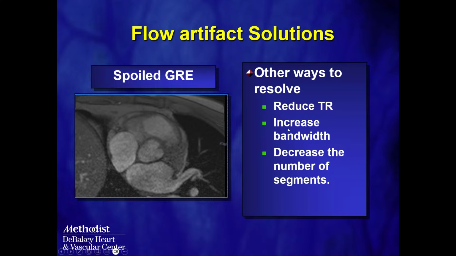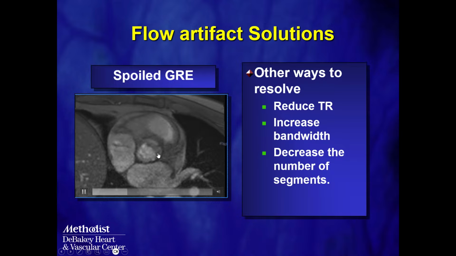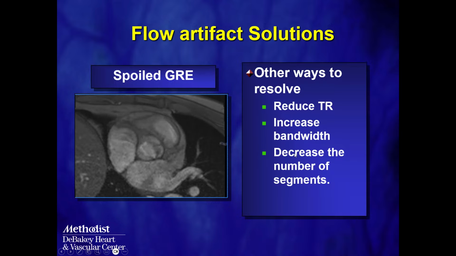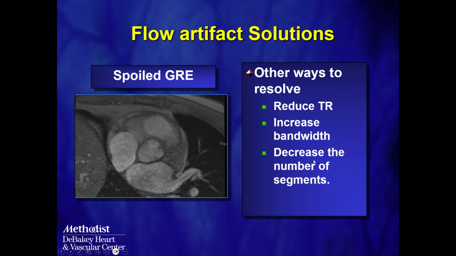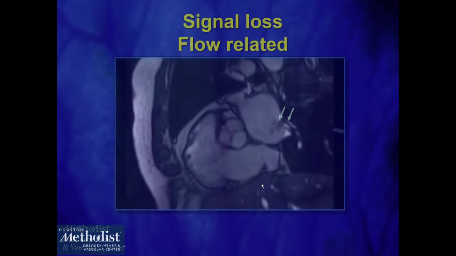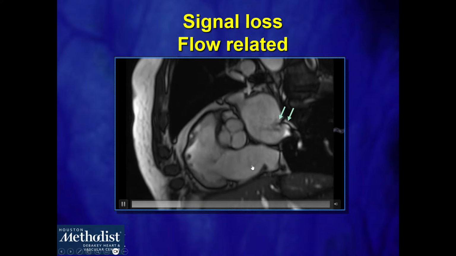And then also if you increase the bandwidth, meaning that you're collecting more on your frequency encoding frequencies, that's also going to generate less artifact. And then the third thing, if you decrease the number of the k-space lines or the segments, that also can help decrease some of that pulsatile flow.